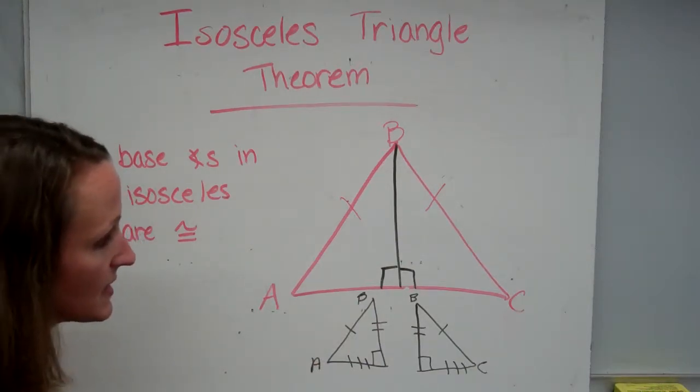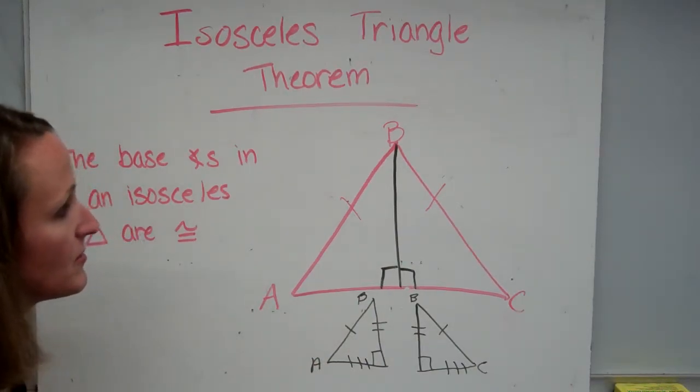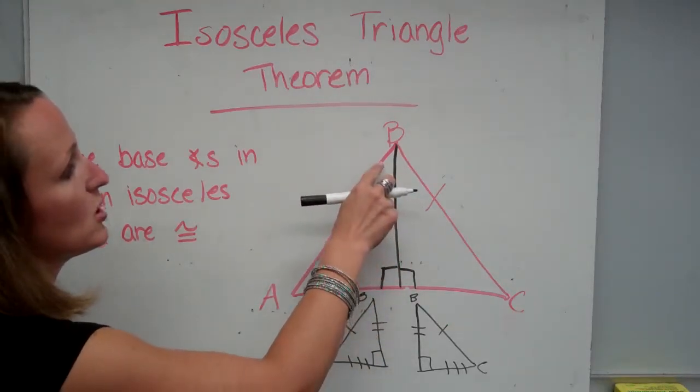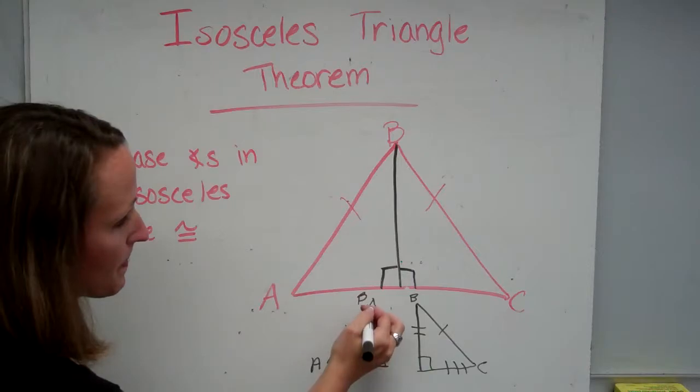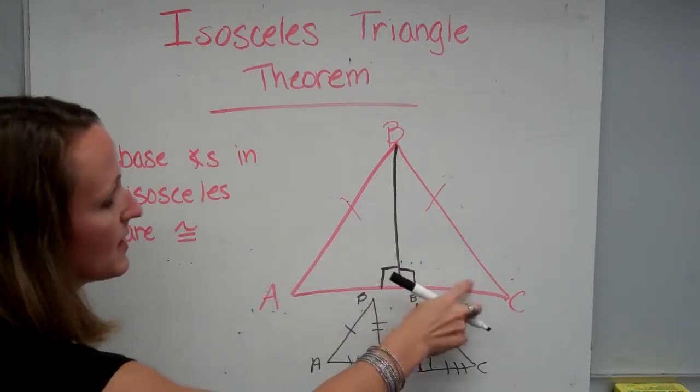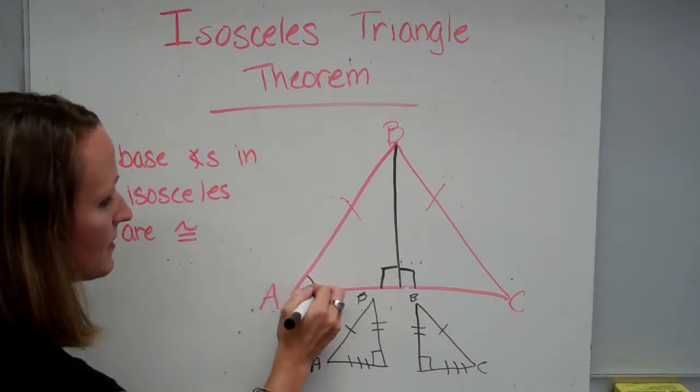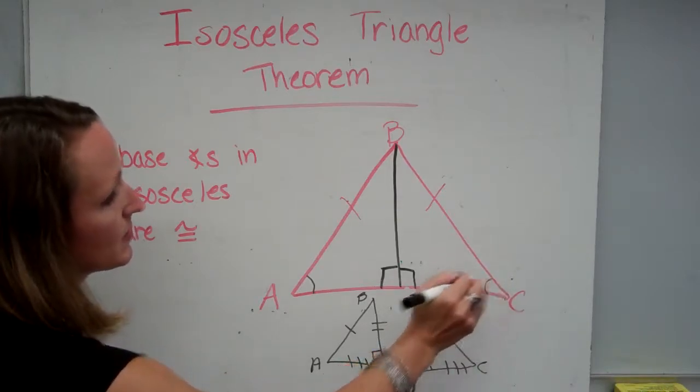Well, if they're going to be side, side, side, they're also going to be angle, angle, angle. So this angle is all one shared angle, which leaves this one and this one. So we now know that this is going to be congruent to this.